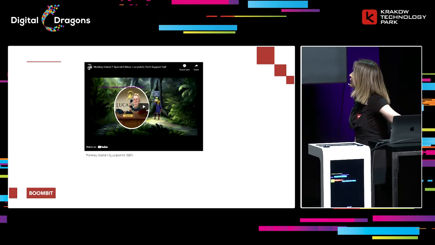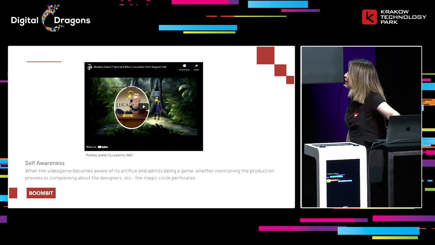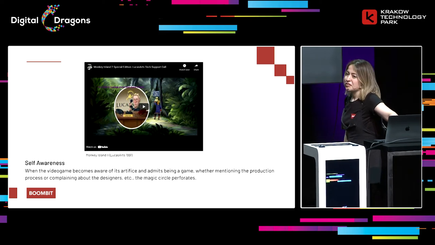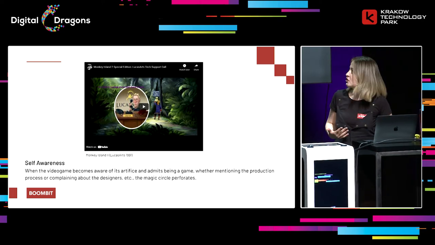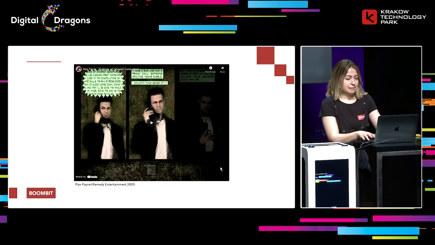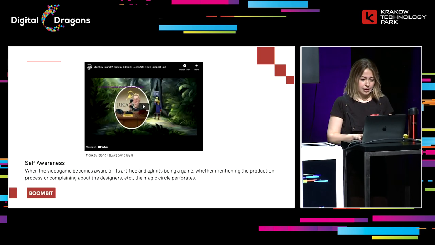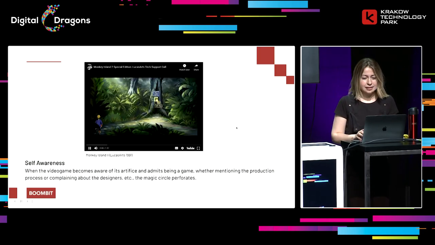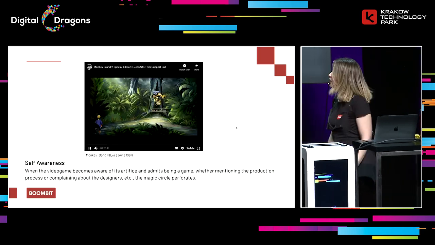But I can go for Monkey Island, so it's an old game. This is self-awareness when the game is talking about its artificiality. And this, let's go back. This scene is really funny.